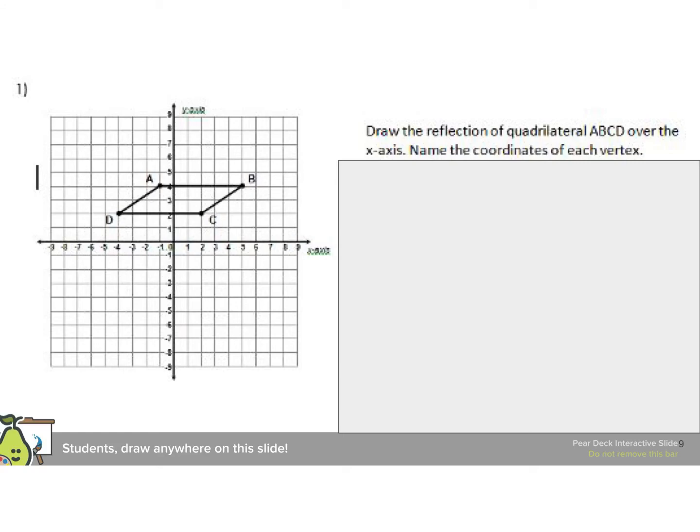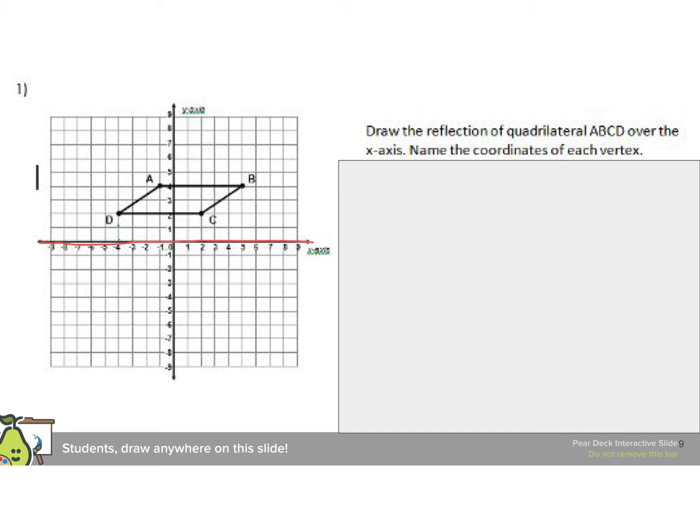Practice problem 3, same thing. Highlight the x-axis. We are reflecting over this red line. Let me change to different colors. So I'm going to start with D.